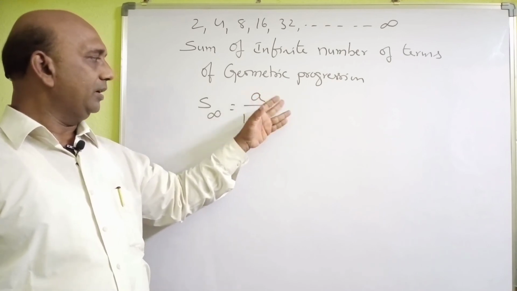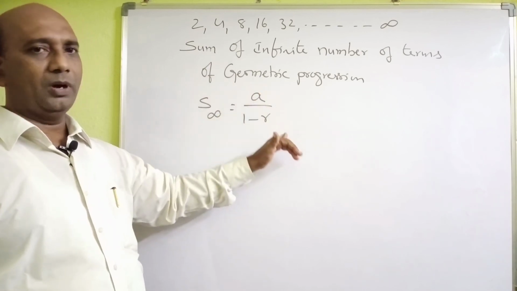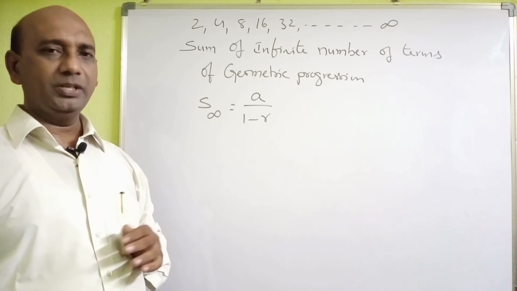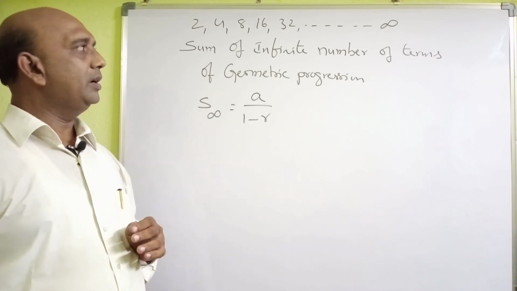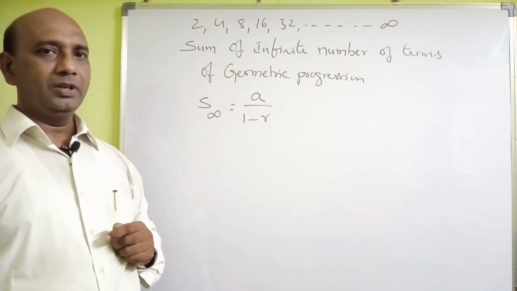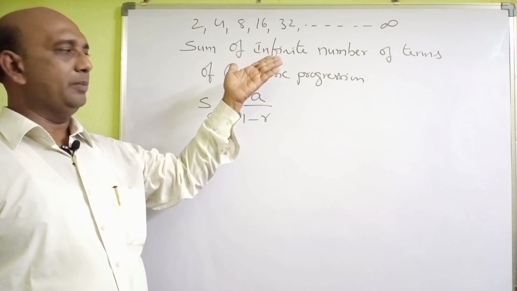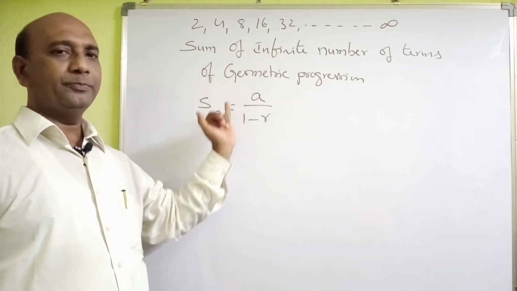So by taking this formula, by substituting a and r in this formula, we will get the sum of infinite number of terms of GP. There is no formula for finding the sum of infinite number of terms of AP. But in case of GP, there is a formula to find the sum of infinite number of terms, which is denoted by S infinity, that is equal to a by 1 minus r.